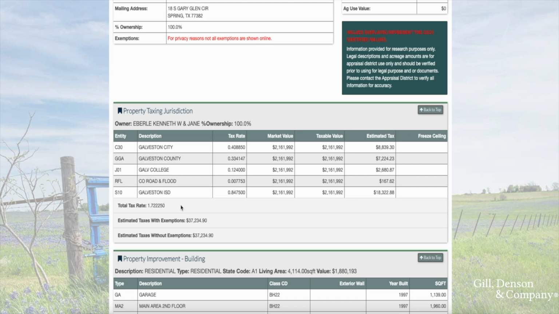Property taxes are always due January 31st of every year. So if you ever do have a question, you have a doubt whether you're a client or not, you can give our team at Denson Company a call and we can research it for you to make sure you're paying your tax bills so you don't accrue penalties and interest. It's a very regulated system.